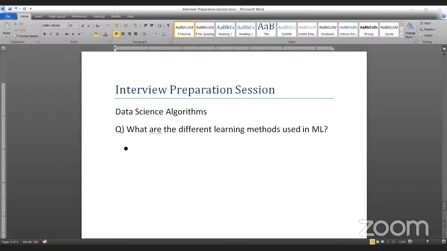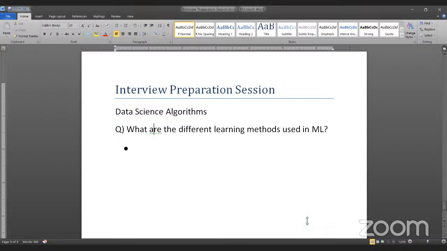Yeah, correct, Sriniti. Yes, they are supervised, unsupervised. Actually, we have three: supervised, unsupervised, and the last is reinforcement learning. Okay, so supervised learning, unsupervised learning, and reinforcement learning. So next question.